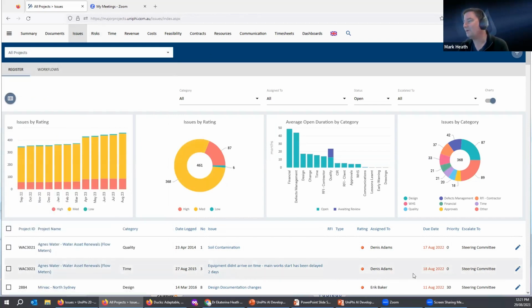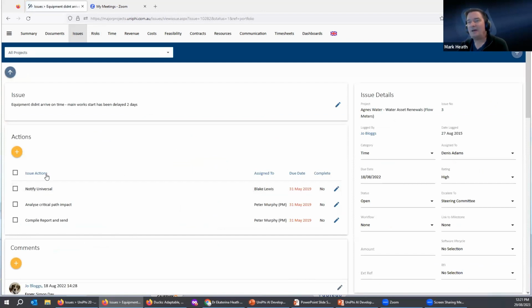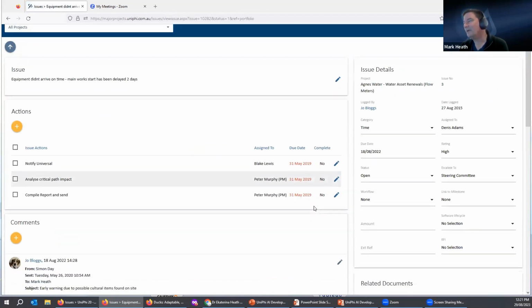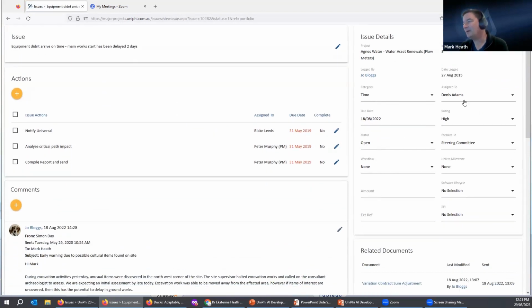And we know who's assigned to it, we know what role they are because you can inherit that from the resources. We know what company they belong to. We know what site they're located at. We have actions with other people resolving them. We have a whole heap of other metadata that we can capture against it.